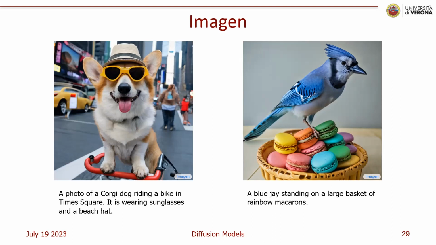And this is another cool image I really like, very colorful, of a blue jay standing on a large basket of rainbow macarons. And yeah, as you can see, these are really high quality. The paper that Imagen comes from is called Photorealistic Image Generation. I don't remember the full title, it's in the previous slide. But I think they actually look photorealistic, so they're really good quality.